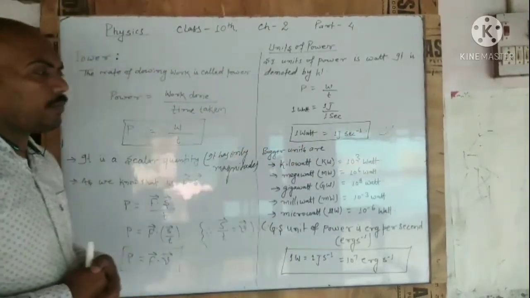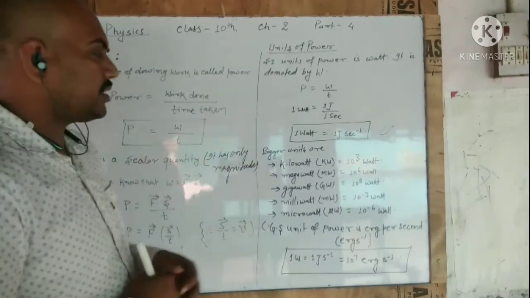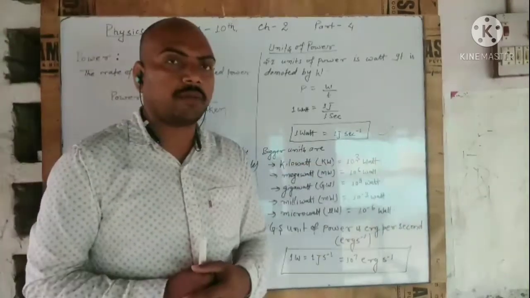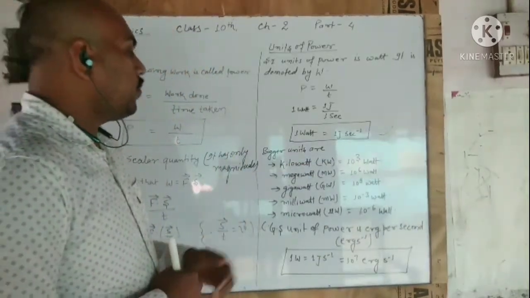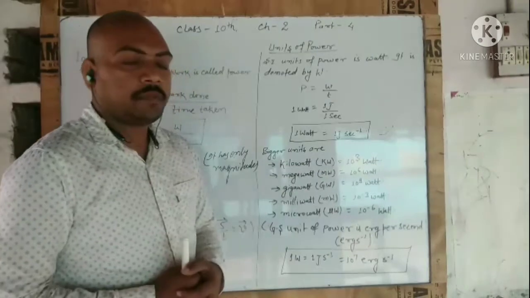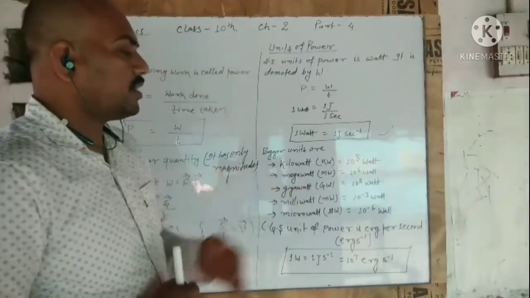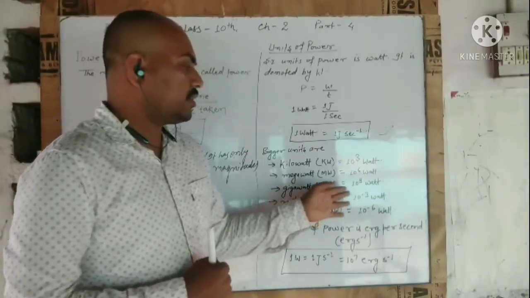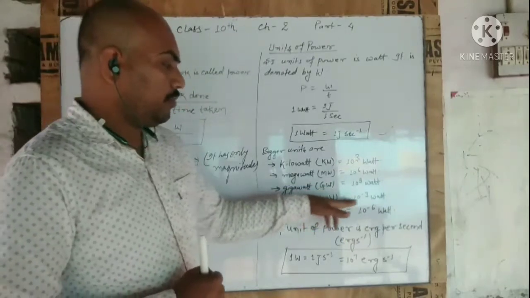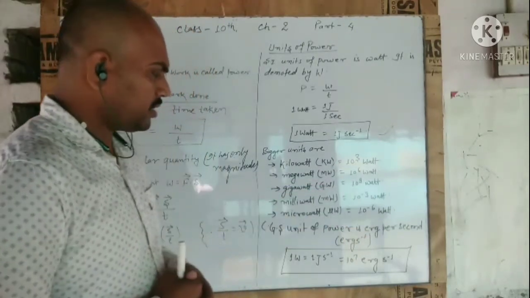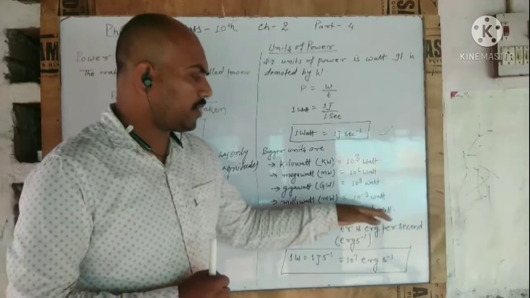Some bigger units of power are kilowatt, where 1 kilowatt is equal to 10 to the power 3 watt, megawatt, that is 10 to the power 6 watt, and gigawatt, 10 to the power 9 watt. Milliwatt is a smaller unit, 10 to the power minus 3 watt, and microwatt is 10 to the power minus 6 watt.